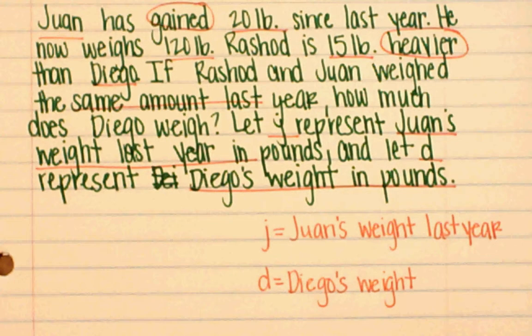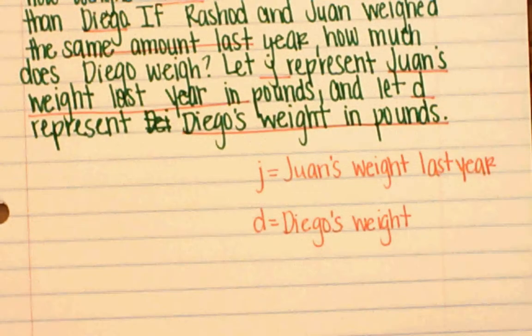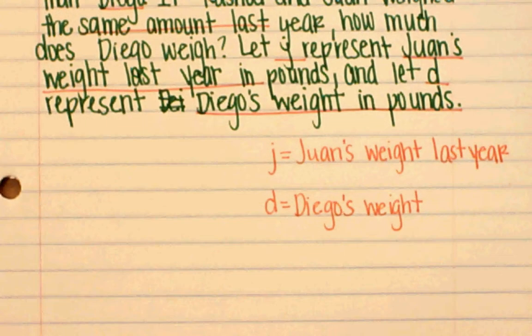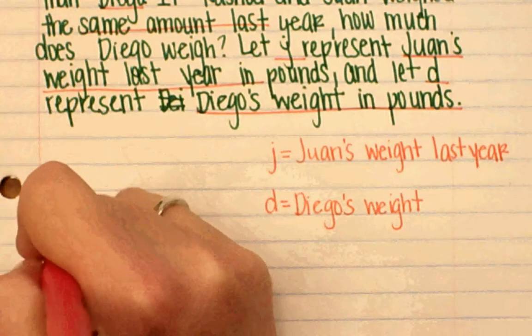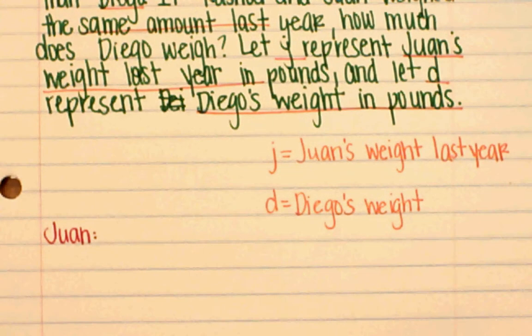So in these types of problems, sometimes it's easier to start with drawing visuals and then work backwards to write the math problem. So we are going to draw tape diagrams to show each person's weight as we know it right now. Okay? So let's worry about Juan first.